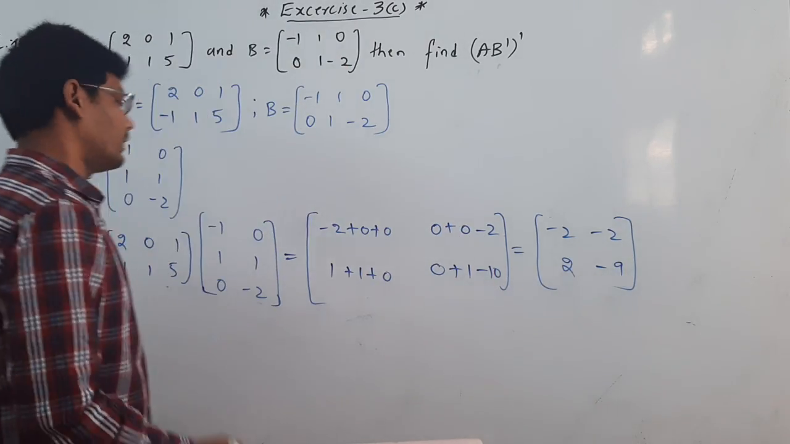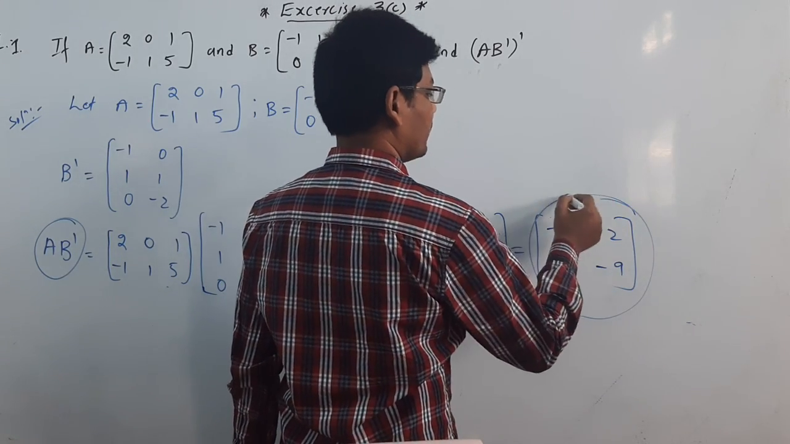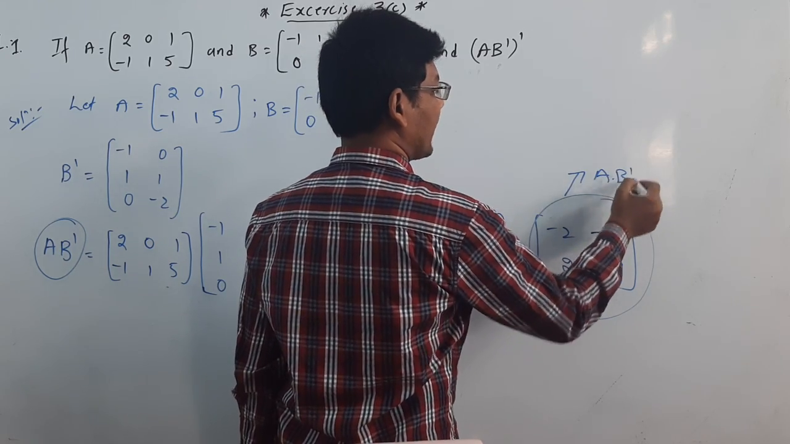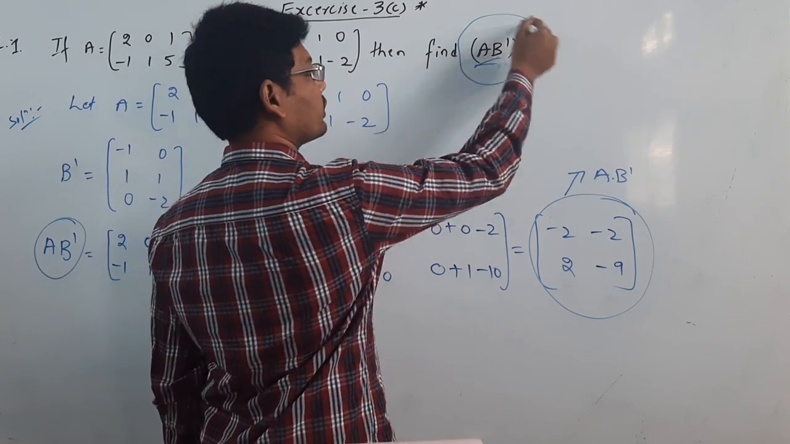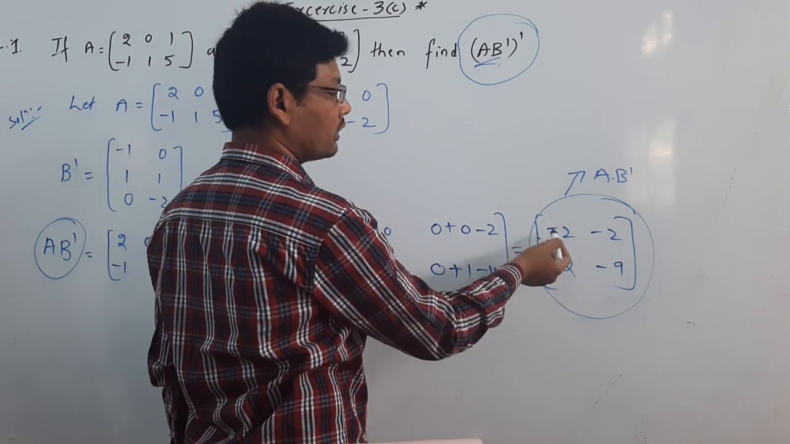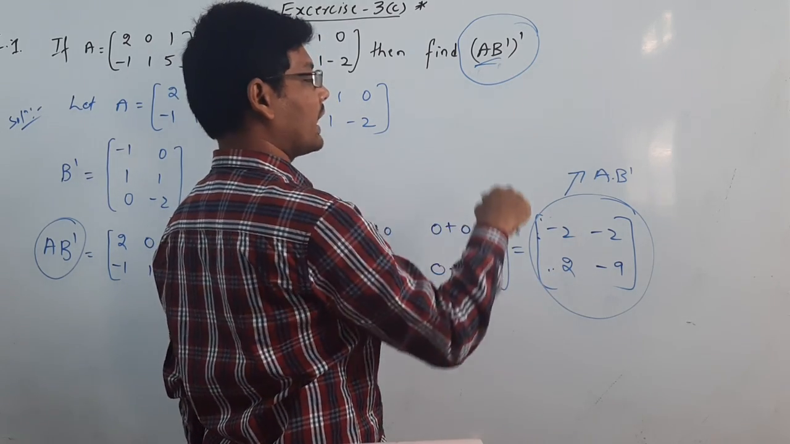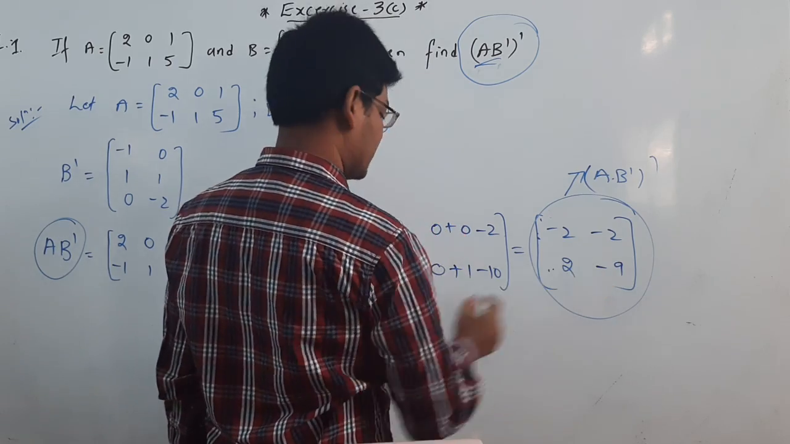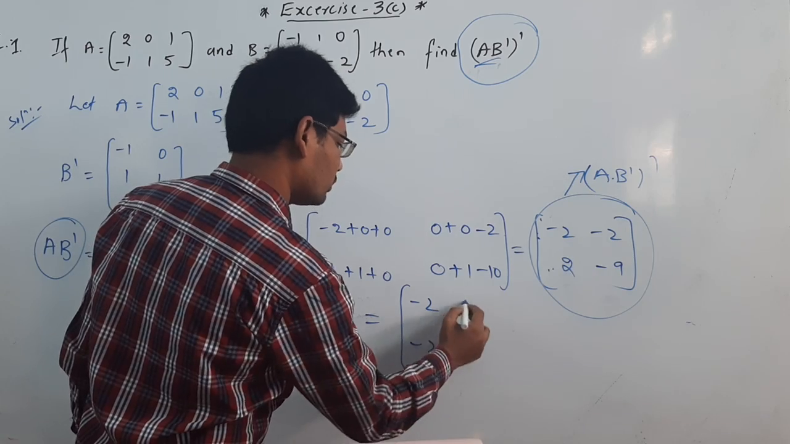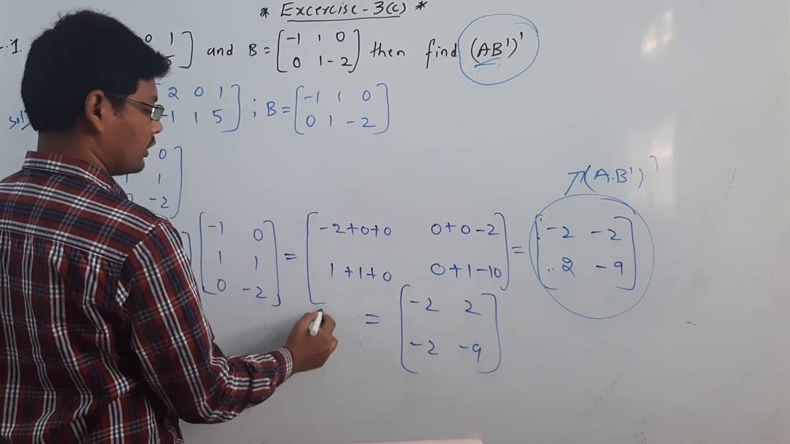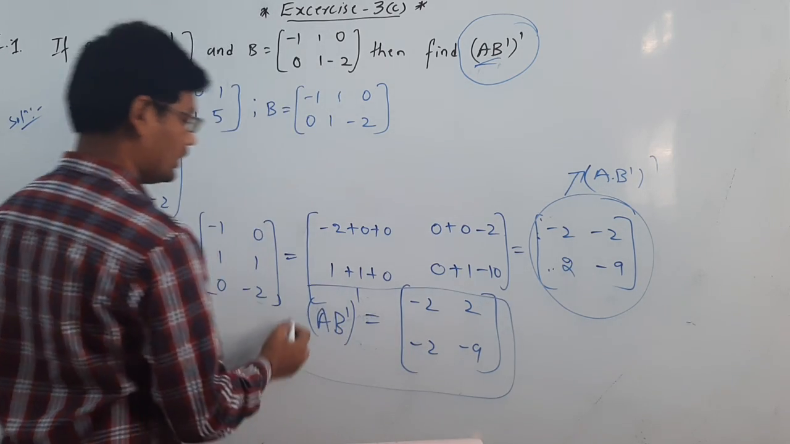This is the value of A into B transpose, but we require (A into B transpose) whole transpose. Just we need to transpose this value, then we will get (A into B transpose) whole transpose. Transpose, dash, is nothing but just change the rows into columns or columns into rows. 2 minus 2 2 9. This is the value of (A into B dash) whole dash. This is the complete solution for the first problem.